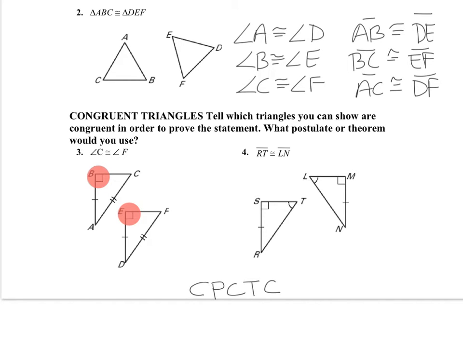There's no butt theorem, as I like to call it. So that won't work. SSA doesn't exist. But I do have a leg and a hypotenuse. So this would be HL. And which triangles would be congruent? Triangle ABC congruent to triangle DEF.